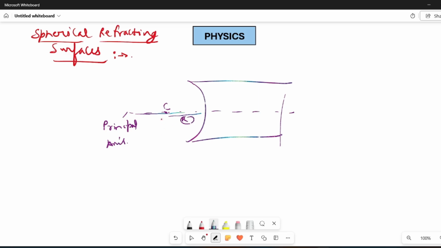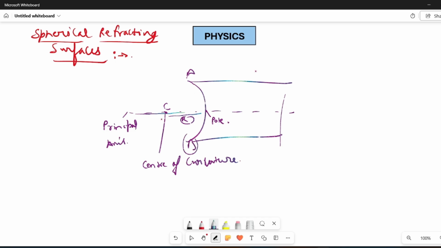And this point is going to be noted as center of curvature. Now, this particular point here, where the principal axis is cutting the curvature into two equal parts, is known as pole. And this particular curvature is known as aperture. This is going to be termed as aperture.